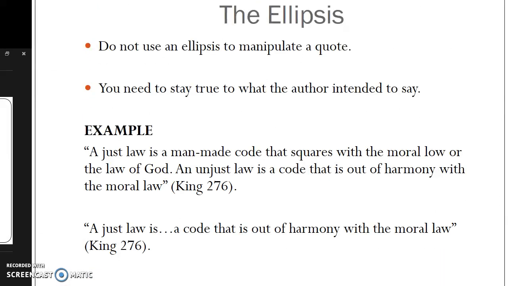Continuing with the ellipsis, you want to make sure you don't use the ellipsis to misrepresent what's being said. So I give you an example of that below. In the first example, I give you the full quote. And in the second example, I've omitted part of the quote, but I've used the ellipsis to manipulate what King is saying. And I've actually defined a just law incorrectly according to King. So you want to make sure that when you're using an ellipsis, you use it fairly, and you don't use it to misrepresent what an author is saying.